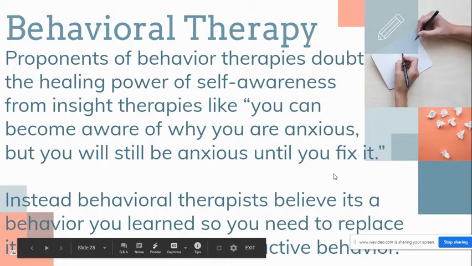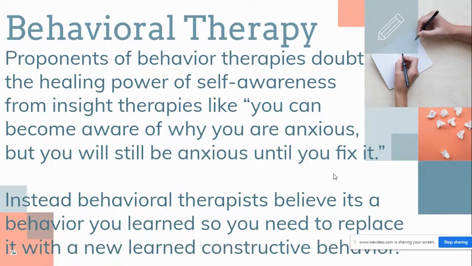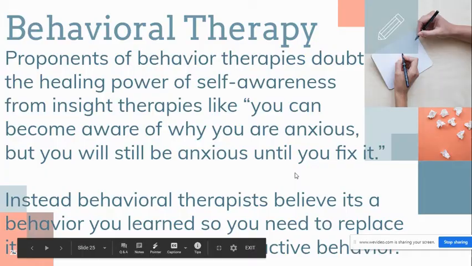So proponents of the behavior theories doubt some of the healing powers of self-awareness from the insight therapies like humanism. They might say something like, yeah, you can become aware of why you're anxious, but you're still going to be anxious until you figure out how to fix your anxiety. So let's fix it. They're more practical people, maybe more of your math, analytical people. Very objective, very much like, let's take the steps and fix it. So they think it's behavior you learned, and you need to replace it with a new learned, more constructive behavior.